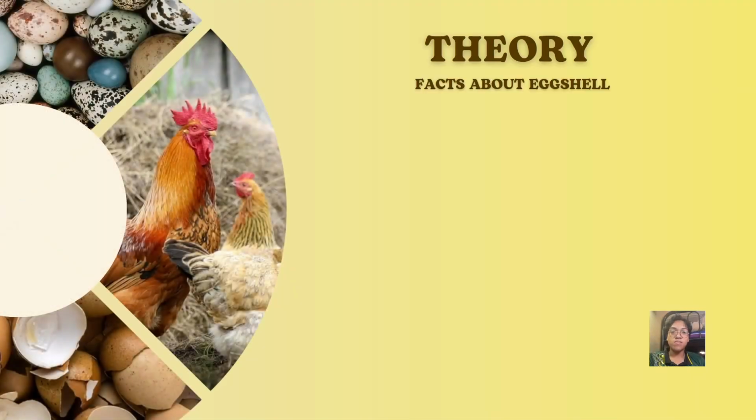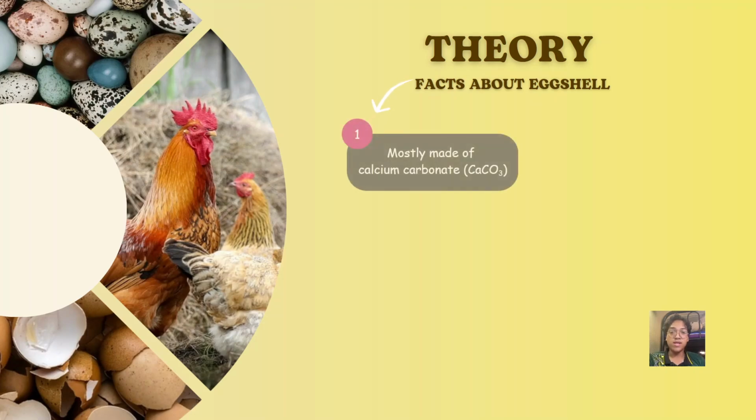There are a few facts about eggshell. First, it is mostly made from calcium carbonate, CaCO3. It has an outer shell and different colors.